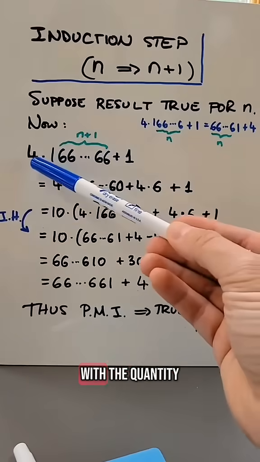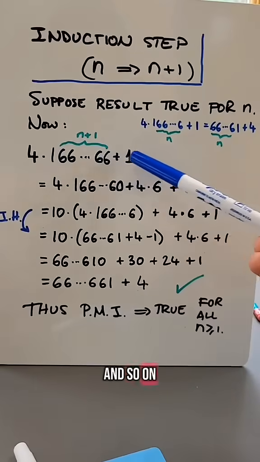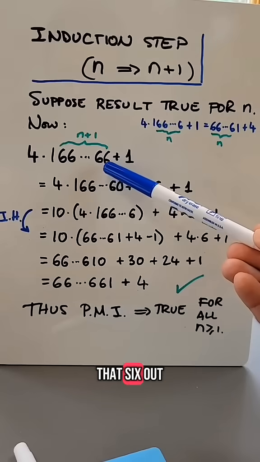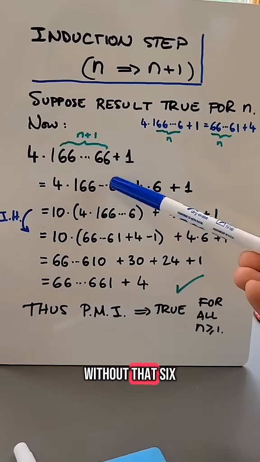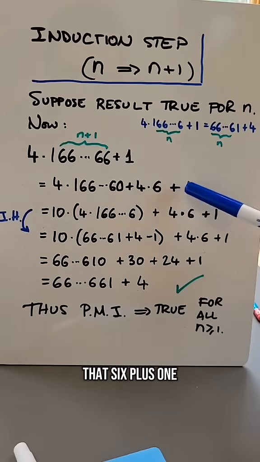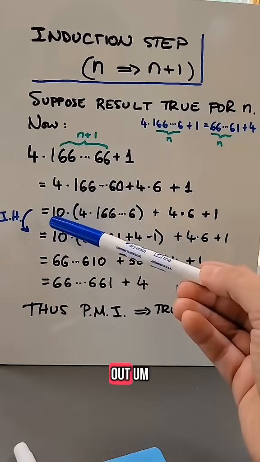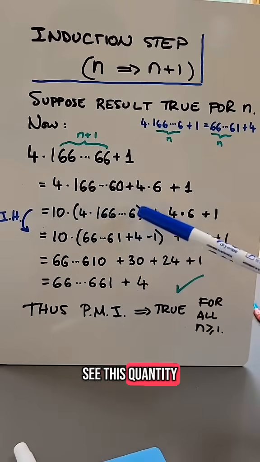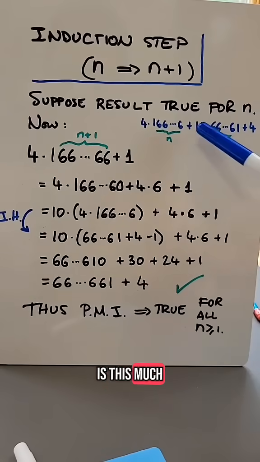So we start with the quantity with n plus 1 sixes, 4 times 1, 6, 6, and so on. The first thing, we're going to use the distributive law to take that 6 out of there. So it's going to be 4 times this without that 6, plus 4 times that 6 plus 1. Next, this has a factor of 10 that I'm going to take out. Factor that out, and then you see this quantity here is what appears here, at least in this part of the equation. So that much is this much minus 1.